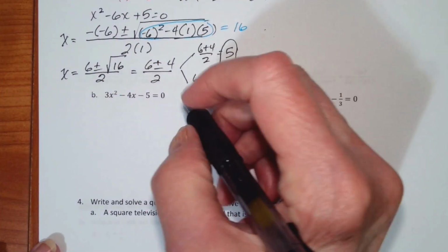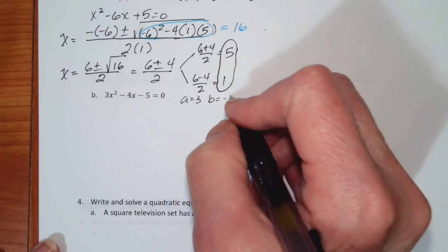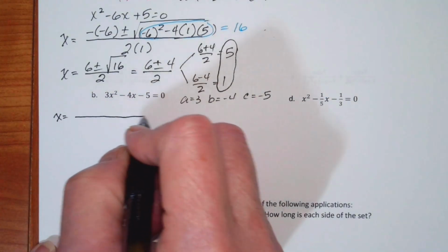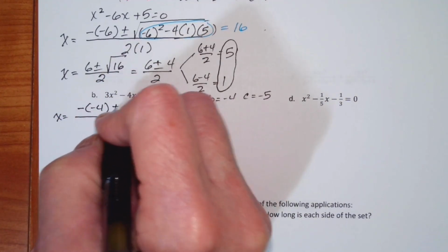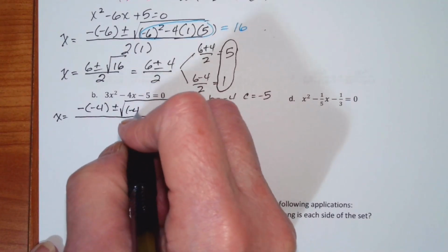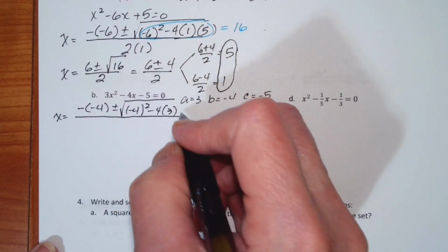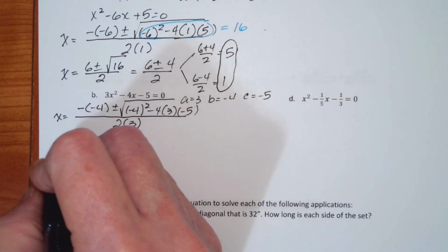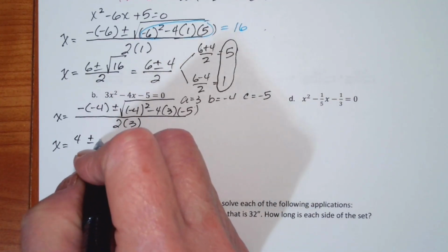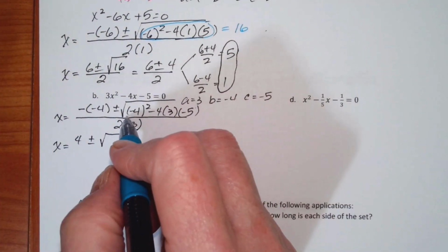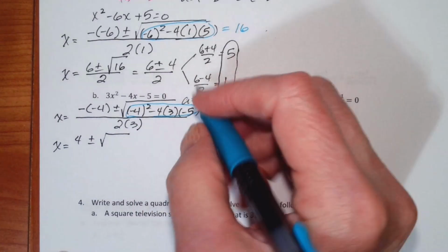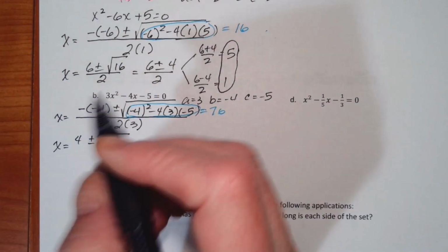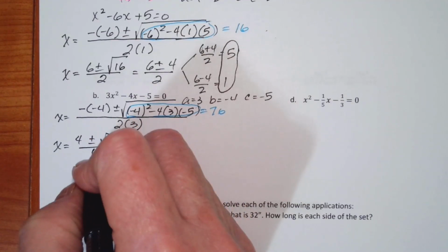Okay, this is already in the appropriate form, so A is 3, B is negative 4, C is negative 5. So x is equal to the opposite of b plus or minus the square root of b squared minus 4 times a times c, all divided by 2 times a. So x is equal to 4 plus or minus the square root, and this is 16 plus 60, which is 76. So the square root of 76, divided by 6.